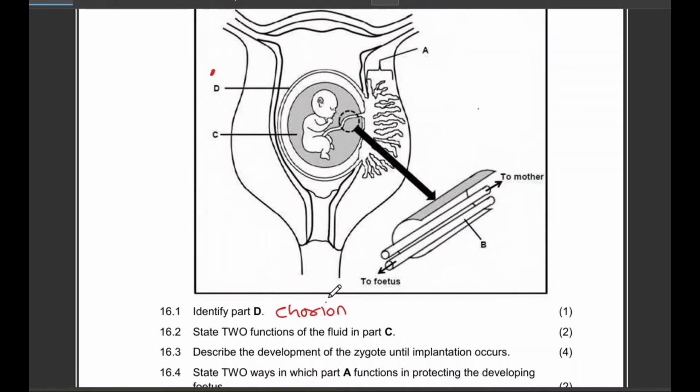Then the second question is asking us to state two functions of the fluid which we find in part C. So there is fluid in part C. It is the fluid in C. So two functions of that fluid. It acts as a shock absorber. That's the amniotic fluid. Acts as a shock absorber.